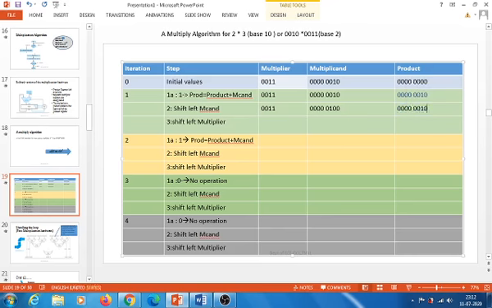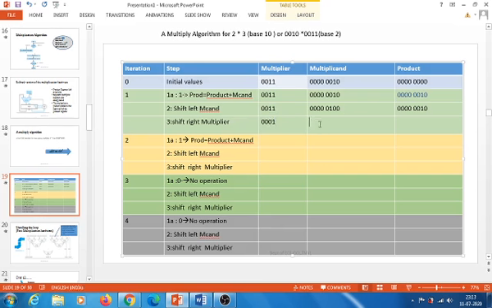0000 0010. And here the third step, we need to shift the multiplier right. I need to shift the multiplier to the right by one position, so I need to give a push from this side. So now it becomes 0001. This 1 becomes here and this 1 has gone.